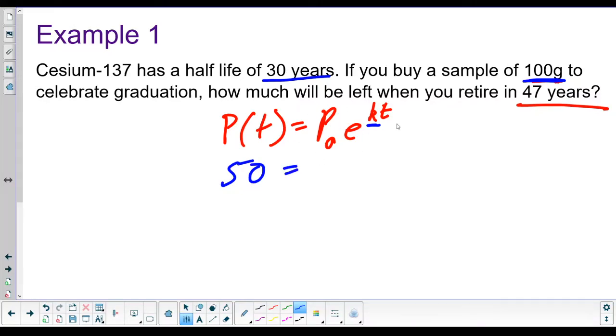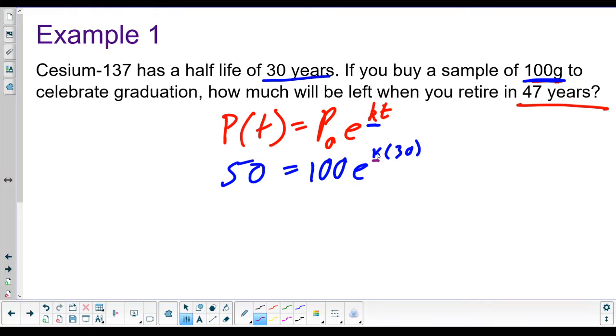Our initial amount is 100 grams. E is a number. K is the variable we're looking for. And T is the 30. All right. Now we have to solve for this K.